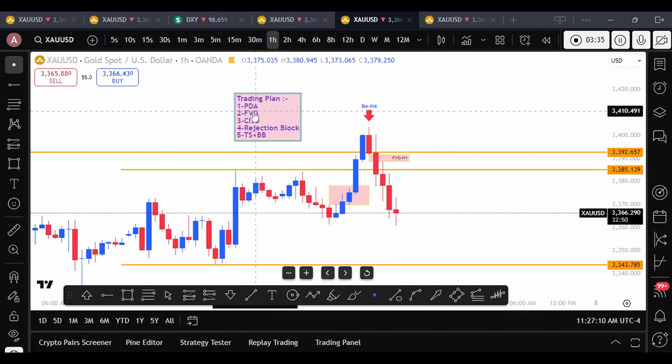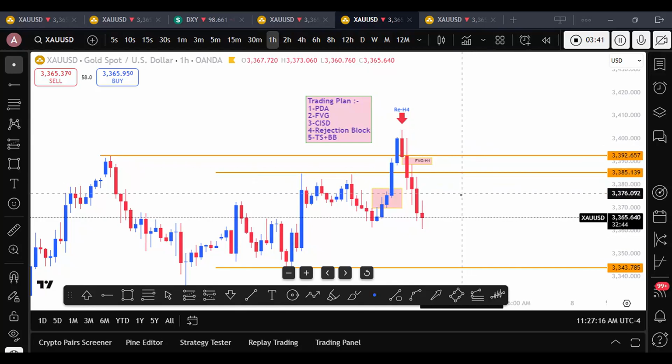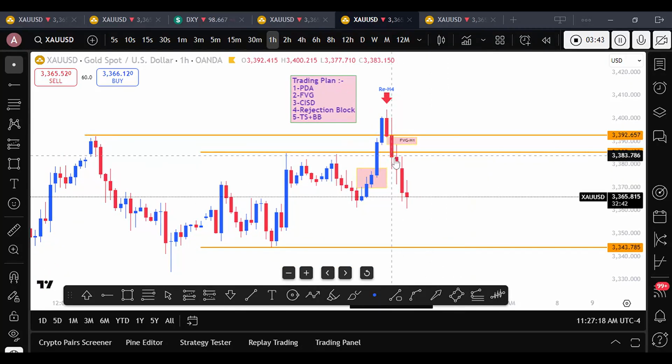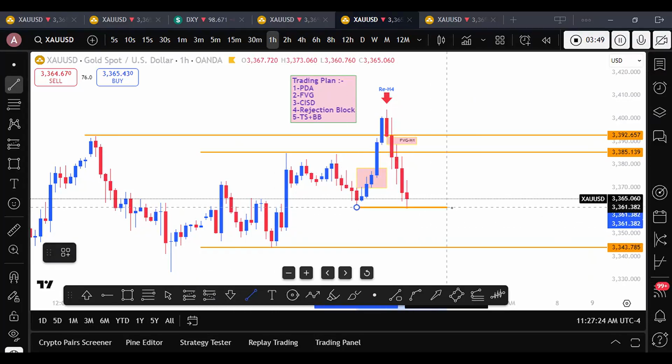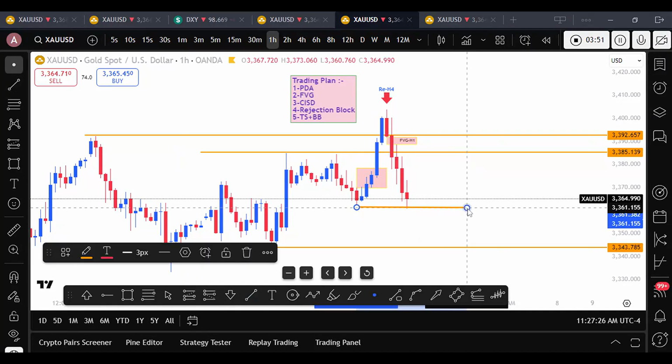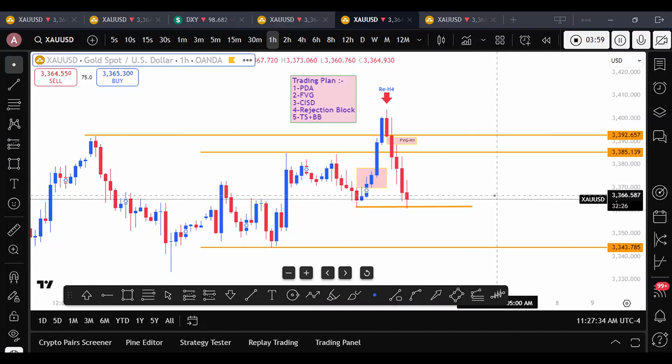So the PDRA and rejection block are present, and the fair value gap is also present. This is very good. And then what is the target when the price returns? Maybe the target is this low, or maybe this low. We don't know. We should be humble in taking profit.